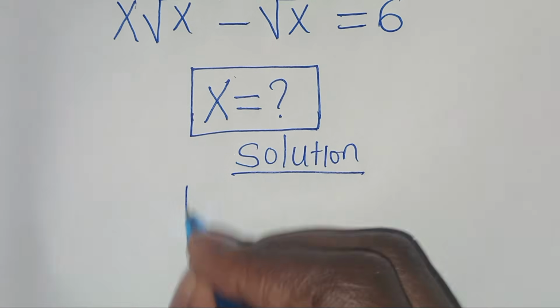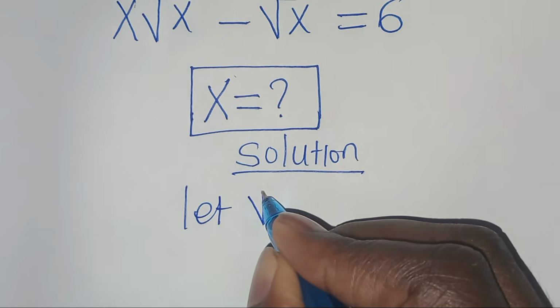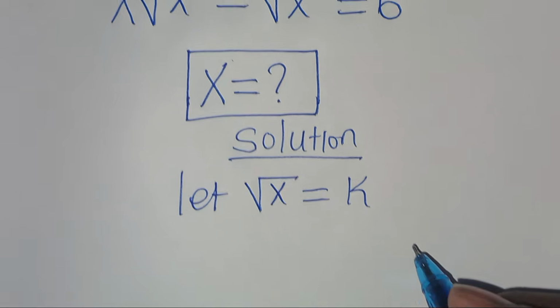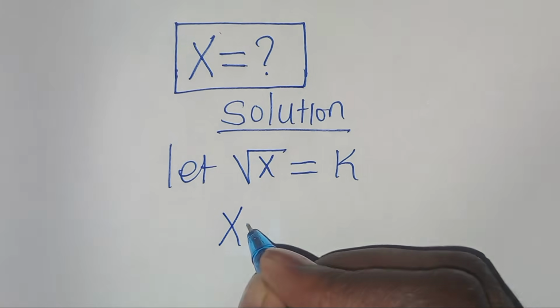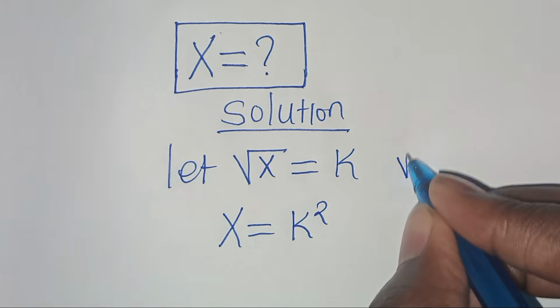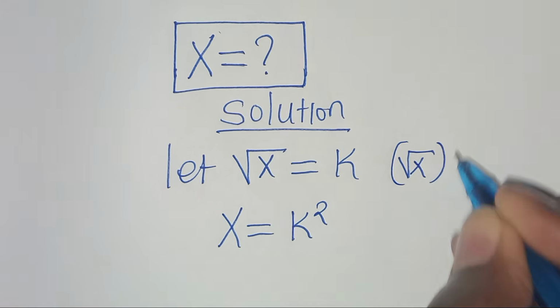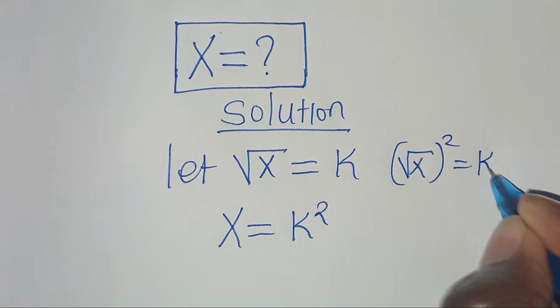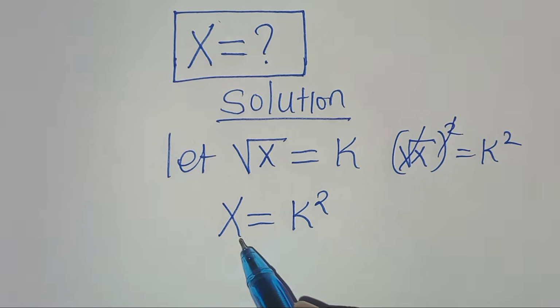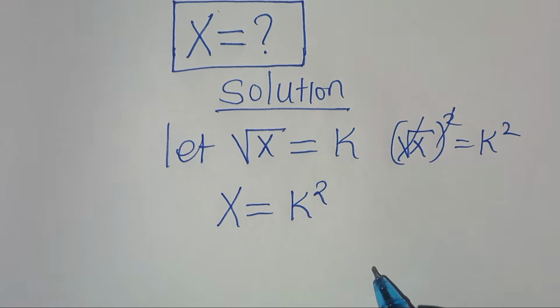Now we can let square root of x be equal to k. So this implies that x is equal to k squared. This is to mean that square root of x raised to the power of 2 is equal to k squared. So we simplify here, we eliminate the square root sign so that x is equal to k squared.